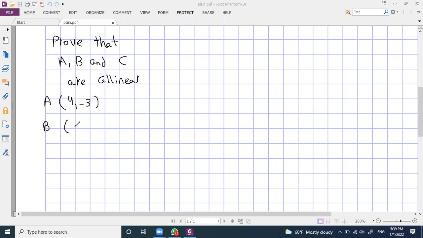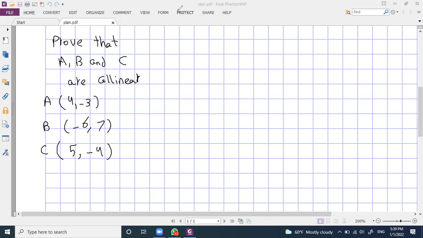I want from you now to try this one. Prove in your copybook that the points A, B, and C are collinear. A (4, -3), B (-6, 7), C (5, -4). Prove that the points A, B, and C are collinear. Try it now.